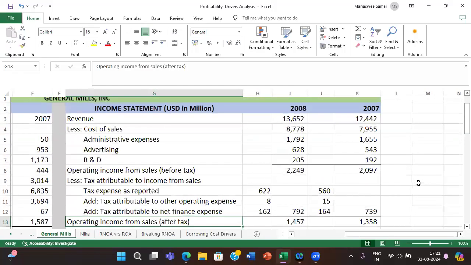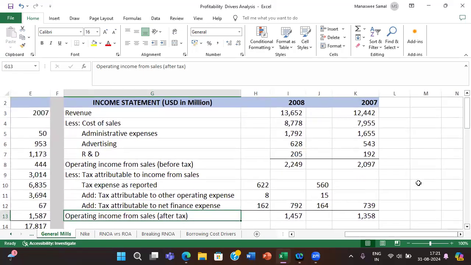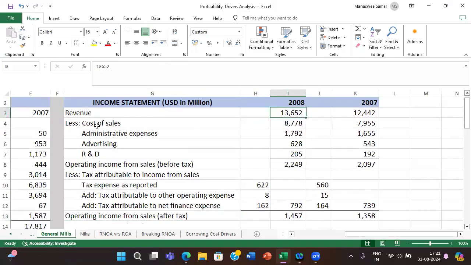So coming to the income from sales part, you can see we have taken revenue, and then we have taken the costs associated with generation of this revenue. For example, cost of sales, administrative expenses, advertising, R&D, anything related to operations you have to take here. Then as usual, you have operating income from sales before tax figure.